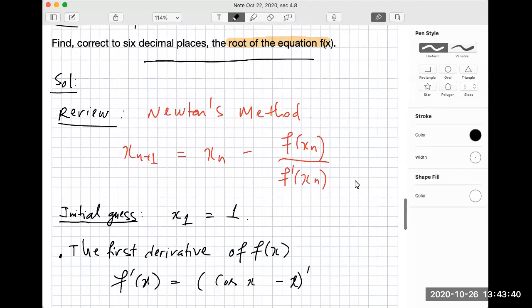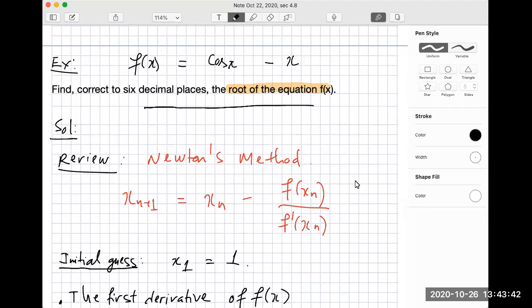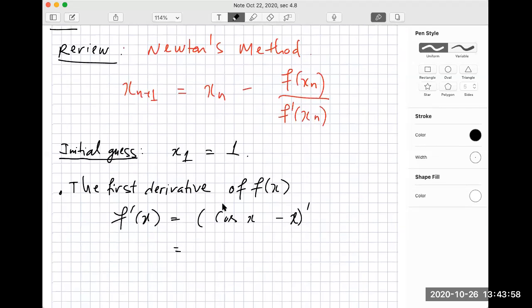Okay. So we are solving the equation f(x). Here we're looking for a root of this equation, correct to 6 decimal places, and we are going to use the Newton method. In order to use Newton method, we need to start with an initial guess. In this case, let us pick 1. x1 is 1. And we need to find f prime of x, right?